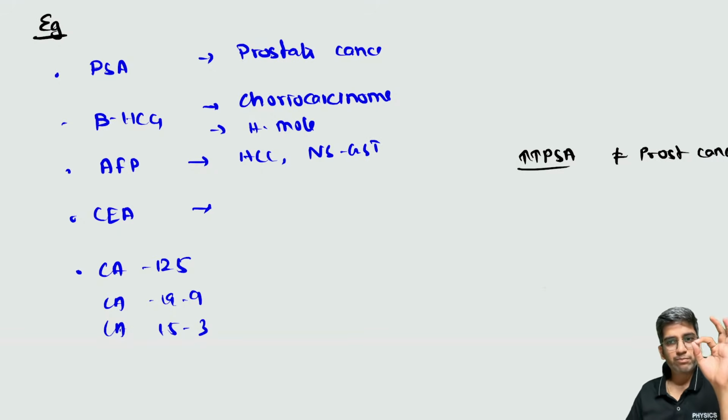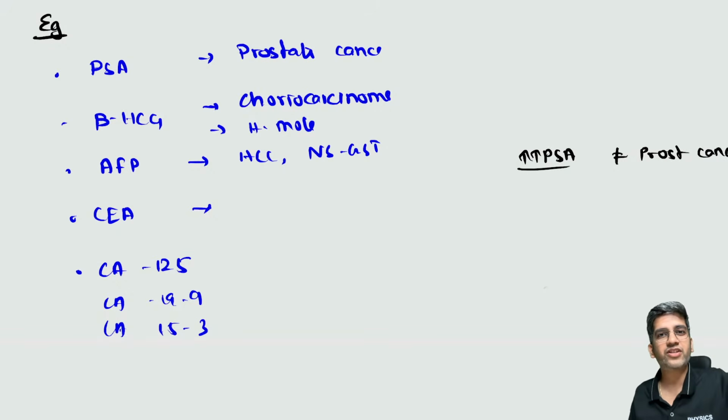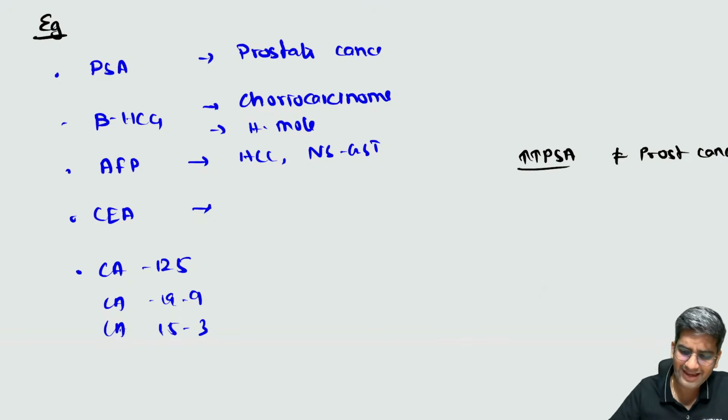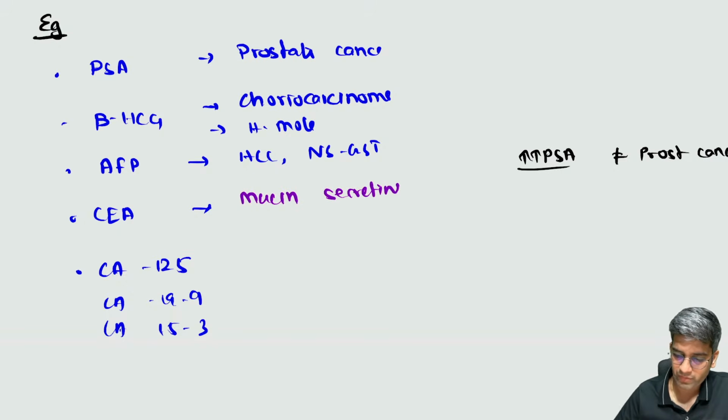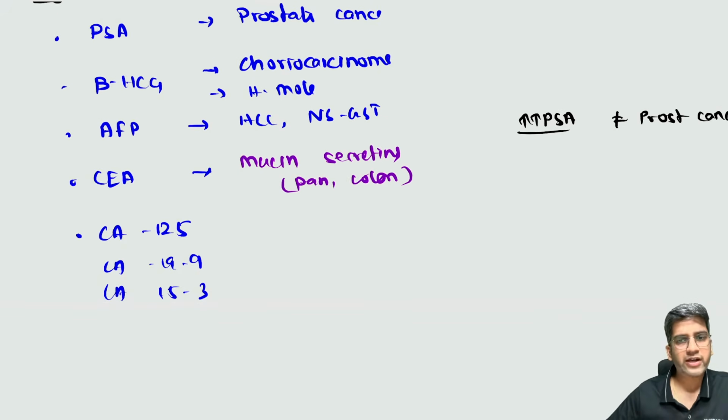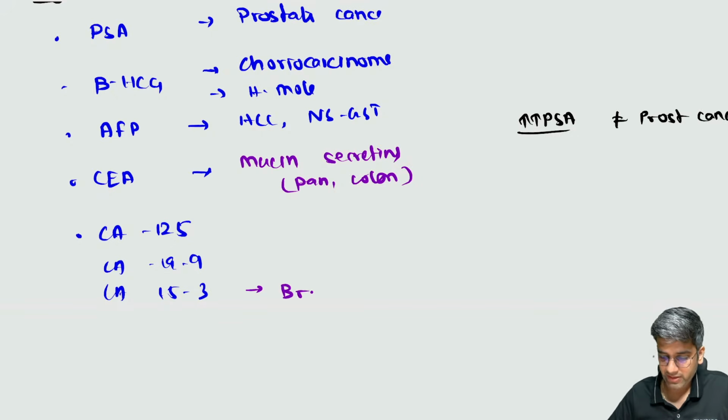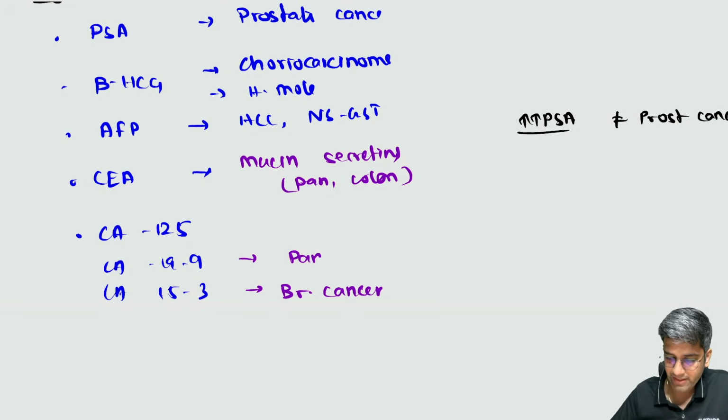CEA is simple. CEA is elevated in any cancer which secretes mucin. Colon, pancreas, lung are common ones. Any mucin secreting adenocarcinoma, you can write whatever comes to your mind, pancreatic or colonic, but in any mucin secreting adenocarcinoma, CEA will be elevated. CA15-3 will be elevated in breast cancer. Mostly useful to pick up secondaries and relapse of breast cancers. CA19-9 for pancreatic cancer.